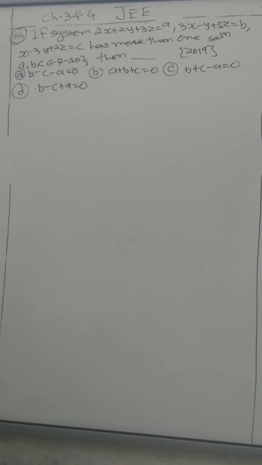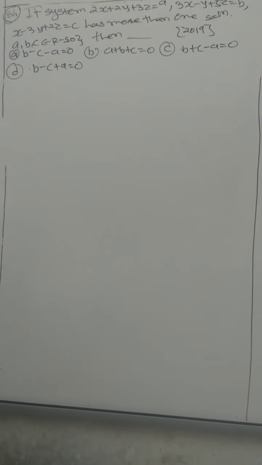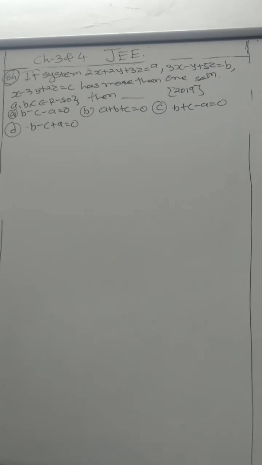Okay. In 84, if the system 2x plus 2y plus 3z equal to A, 3x minus y plus 5z equal to B, x minus 3y plus 2z equal to C has more than one solution, where A, B, C belong to R minus 0, then what is the correct answer? This question was asked in 2019. So remember very carefully. Here a shortcut method is to find the equation in which you put A, B, C values and get 0.